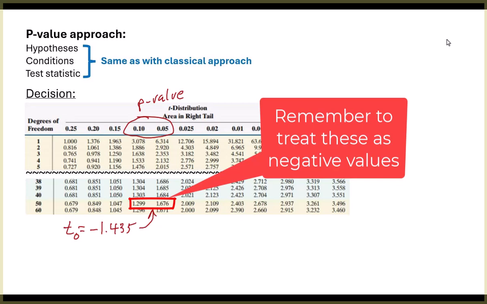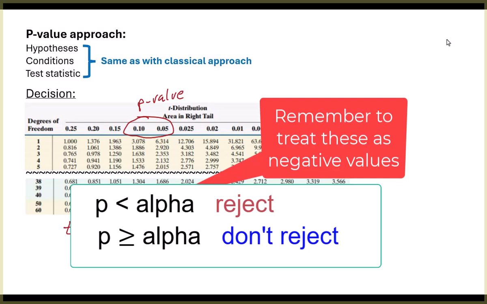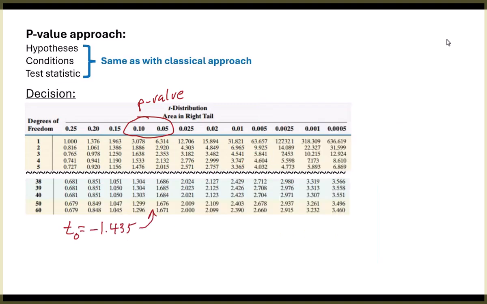Just to make sure, if they give you alpha and you find a p-value, if the p-value is less than alpha, you reject. If it's equal to or greater than alpha, you don't reject. If it's exactly equal to it, you're right on the line. That's a tough call. So what do we say?